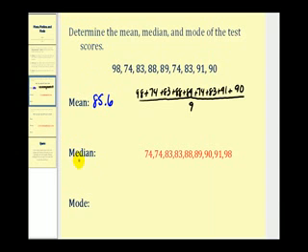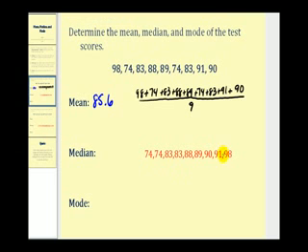Now to find the median, we first have to order the data from least to greatest. I've already done that here in red to save some time. And now that the data is in order from least to greatest, the median will be the number that's in the middle, meaning where half the values are above and half the values are below that given number.